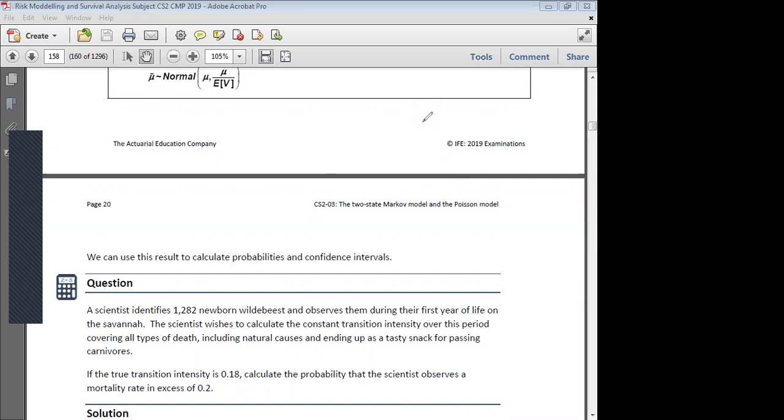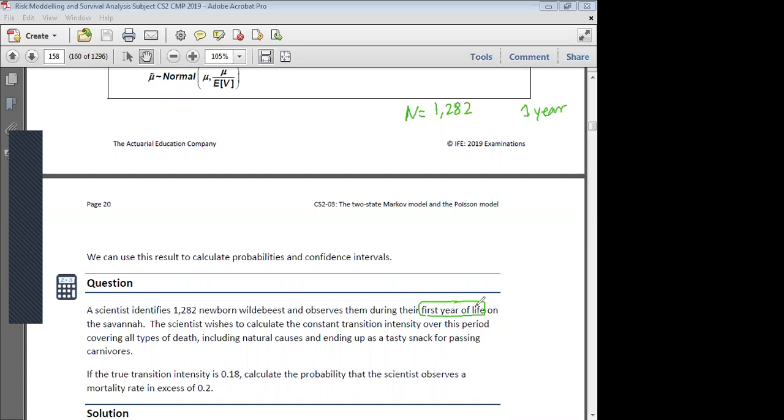Okay, so forget about this. Let's just try to decode this first question. I see the first sentence: a scientist identifies these many newborns. So from what I know, my n is going to be equal to 1282, right? And observes them during their first year of life. Maybe they haven't given this in terms of a number, but I know that the observation period is 1 year. This is my total observation period for each life.